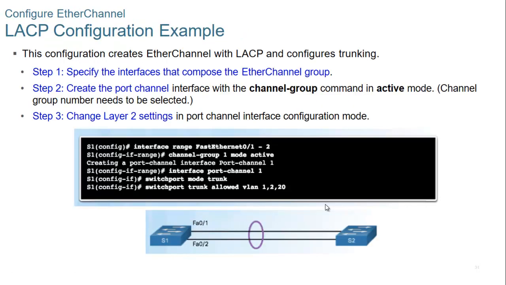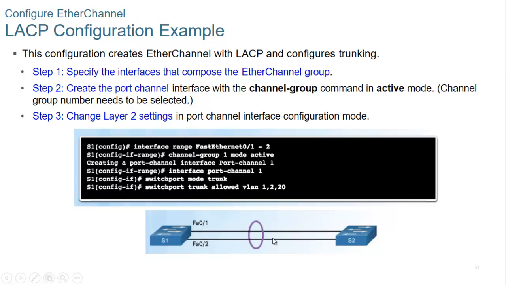So let's look at a configuration example for LACP. This configuration creates an EtherChannel with LACP and configures trunking. First we have to specify the interfaces that compose the EtherChannel group. You want to create the group and specify which interfaces will be the members of the group. After we do that, we have to create the port channel interface, and then we have to change the layer 2 settings. So let's look at this example.